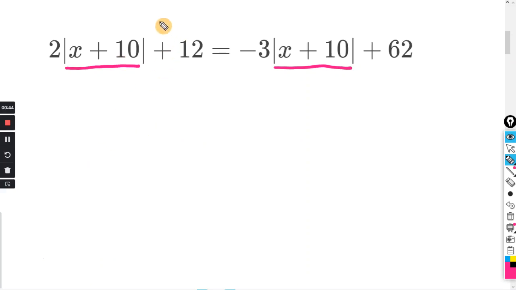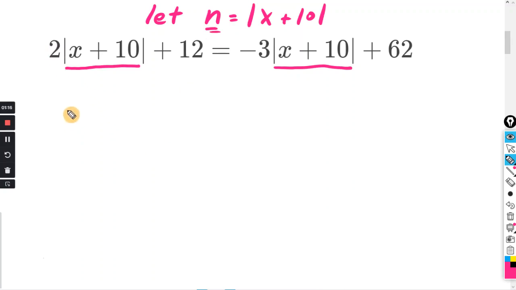All right, so basically, I am going to let's say the letter n equal the absolute value of x plus 10. Okay, you can use any variable you want. I just use n. So I'm going to let n equal absolute value of x plus 10. Wherever I see absolute value of x plus 10, I'm going to substitute n, the letter n.